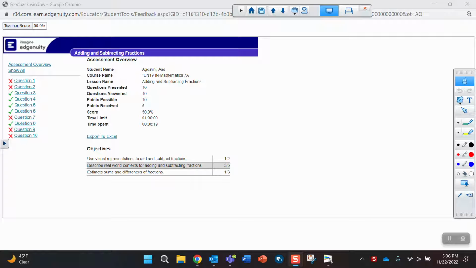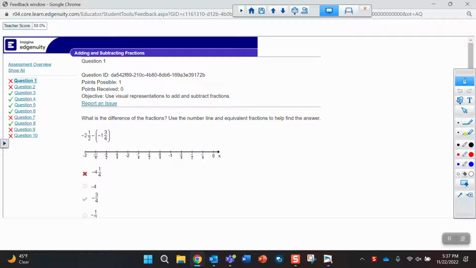I'm going to work through some of the problems so you can see what you missed or why, maybe get some clarification. You've got 3 attempts that you did, and so I'm going to be looking at each one of them quickly here. So for question 1, it asked for the difference of the fractions and then says use the number line and equivalent fractions to help find the answer.